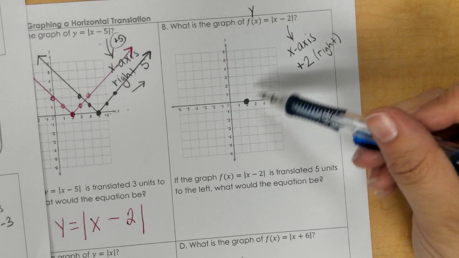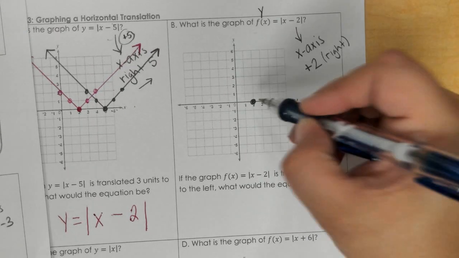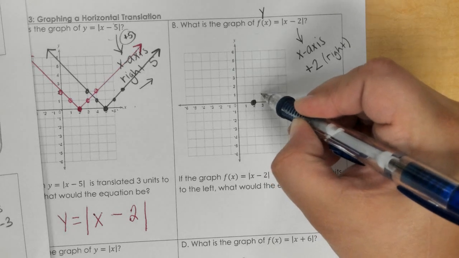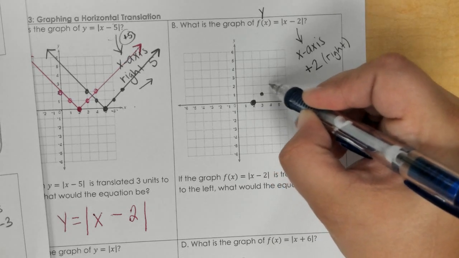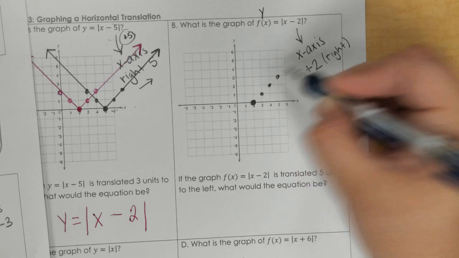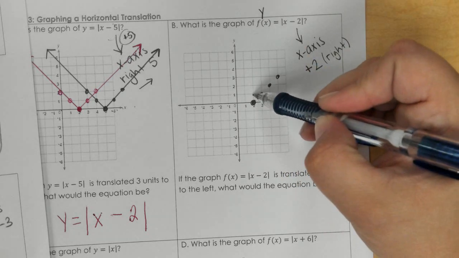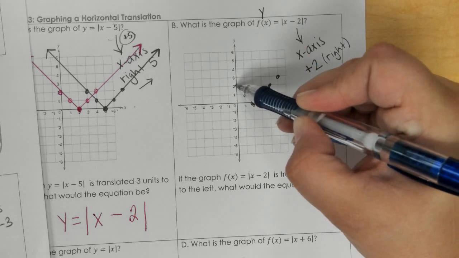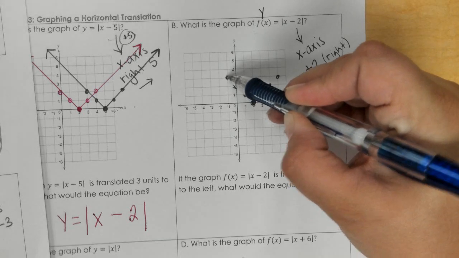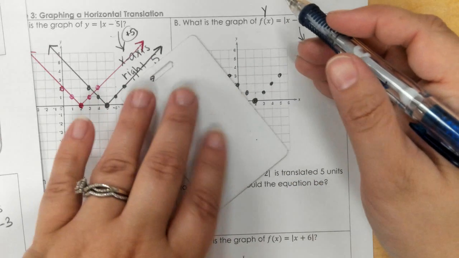Now, for this particular V, I can fit 3 points easily. So let's do 3 points up and over. We can also go up 1, left 1 3 times. And we can draw that V shape.